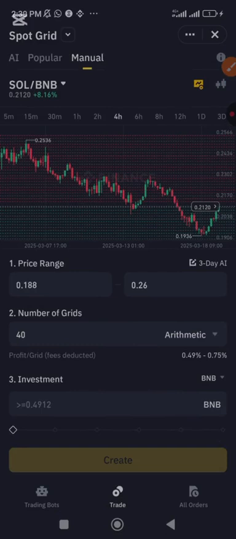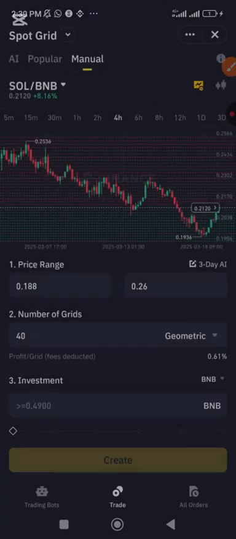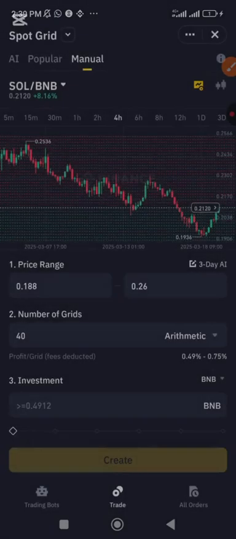So with these 20 grids now, the system can automatically open 20 buy orders for me and 20 sell orders for me, and it will use a percentage of 0.49% to 0.7%. But if I want to make it more specific, I can change it to geometric, which uses a fixed percentage. That's what geometric does. But let's switch to arithmetic. Arithmetic, I think, is more advisable when the market is relatively stable.